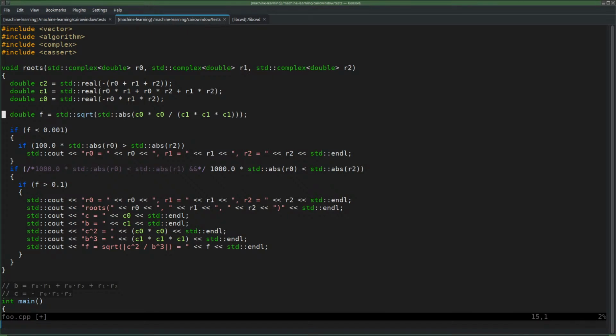Okay, now currently I'm just calculating the square root of C0 squared minus the cube of C1, which is very promising. And then I say, okay, so if this value is much smaller than 1, then I expect the absolute value of R0 to be much smaller than the absolute value of R2.